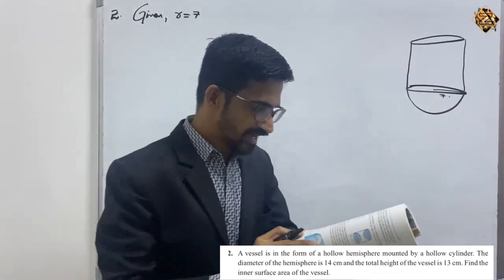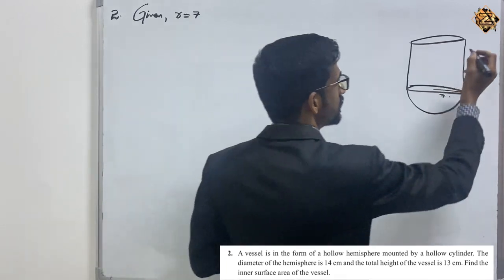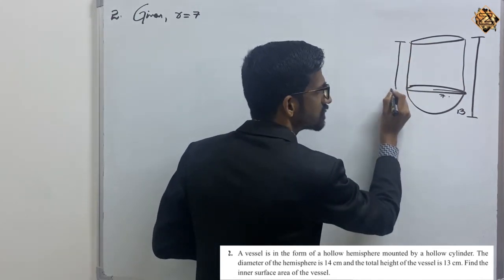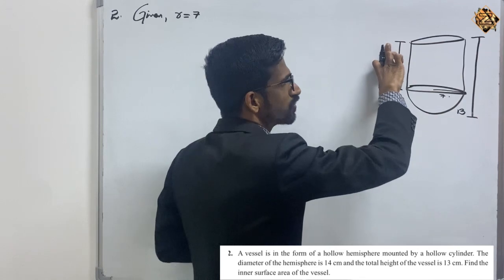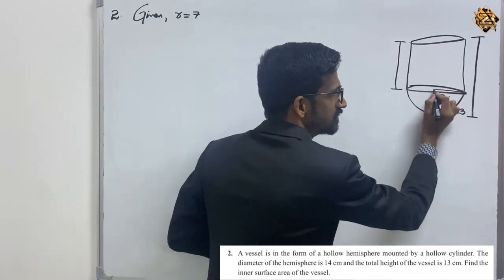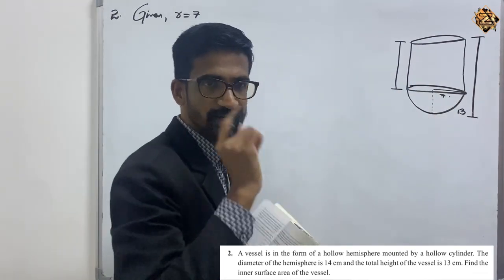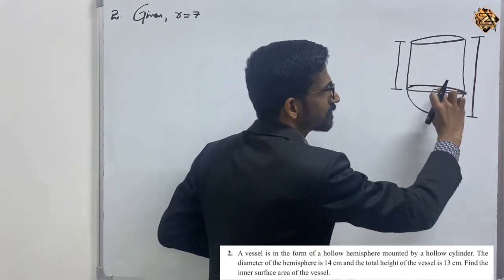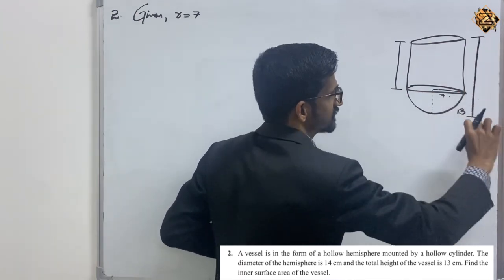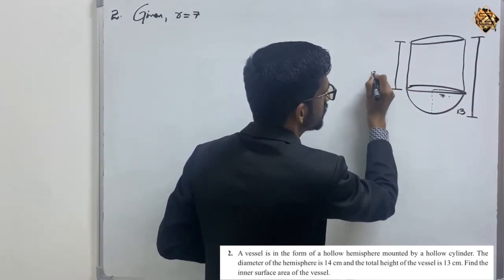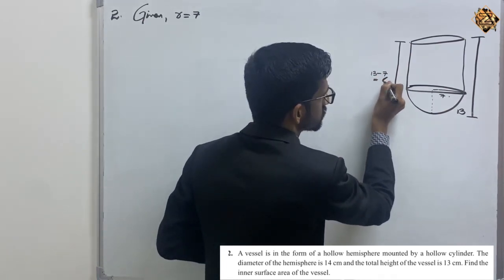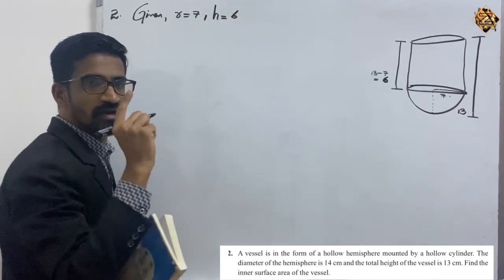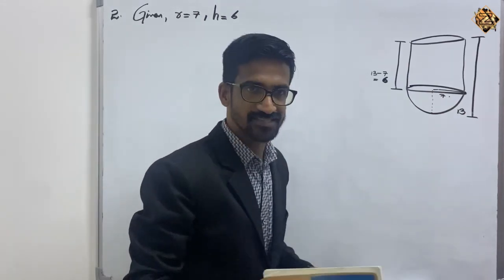And it's also given that the total height of the vessel is 13 centimeter. So what will be the height of the cylinder? Height of the cylinder will be the total height minus the height of the hemisphere, which is equal to the radius of the hemisphere, isn't it? So to get the height of the cylinder, we will subtract this radius 7 from the total height of the vessel. So height of the cylinder will be equal to 13 minus 7. That is equal to 6. And keep in mind, the radius of the cylinder will be equal to the radius of the hemisphere, that is 7 centimeter.